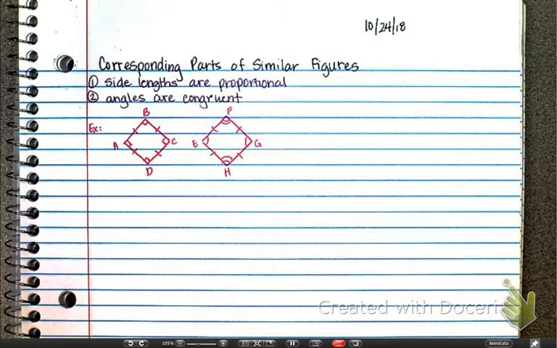What do you know about just figure EFGH and those side lengths? Those are all equal, right? Because they have the same tick marks. Now, because each of them has one tick mark, all of these side lengths and all of these side lengths are equal, which means they're going to be proportional. Okay? Now let's look at angle measures. So I know the side lengths are going to be proportional.